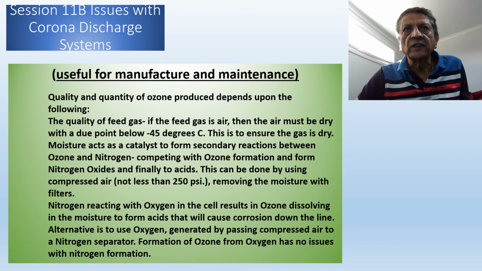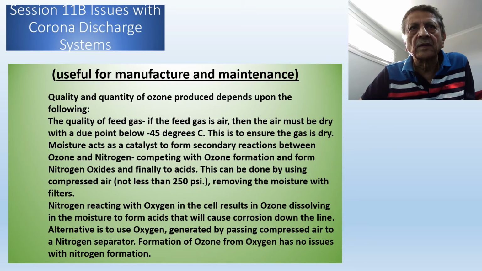The quality and quantity of ozone produced depends upon the following. As I said, the quality of the feed gas. If the feed gas is air, then the air must be dry with a dew point below minus 45 degrees centigrade. This is to ensure the gas has very little moisture. Moisture acts as a catalyst to form secondary reactions between ozone and nitrogen, competing with the ozone formation.